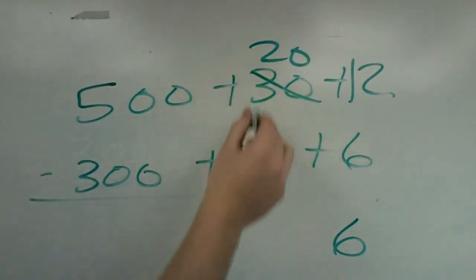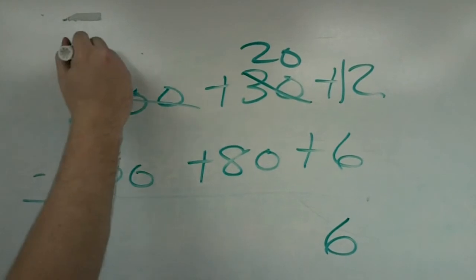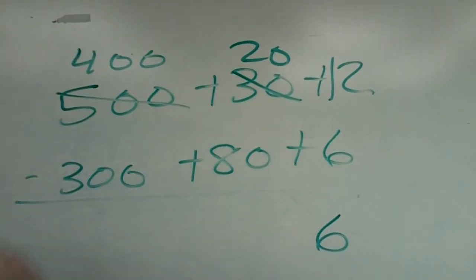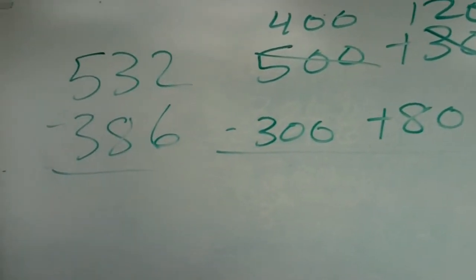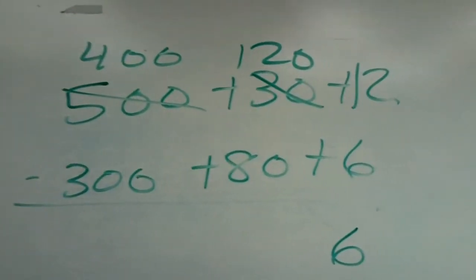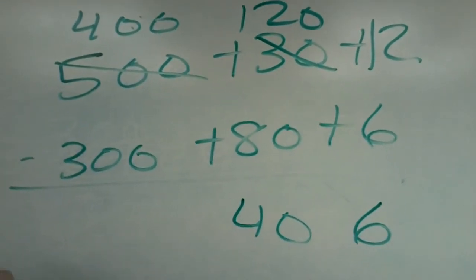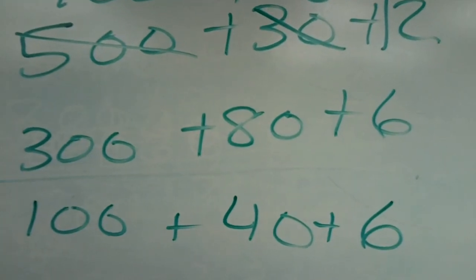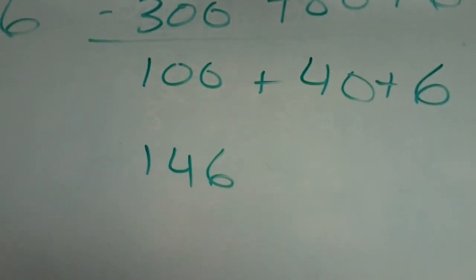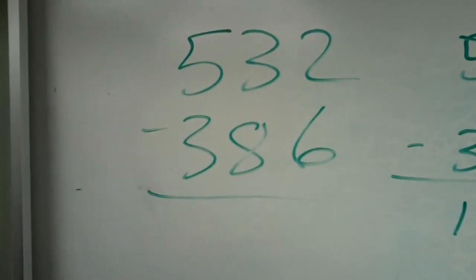Okay, now we're dealing with 20 minus 80. Again, I can't do that. So I'm going to the hundreds column and borrowing 100 to make it 400, and I'm dealing with 120 now. So now that subtraction can be performed. 120 minus 80 is 40. 400 minus 300 is 100. So I'm adding these together. They combine to be 146.